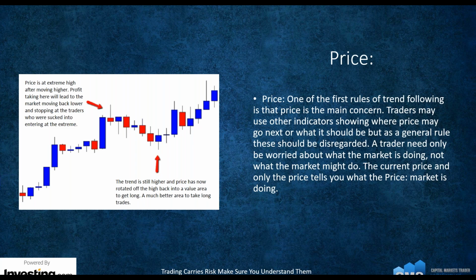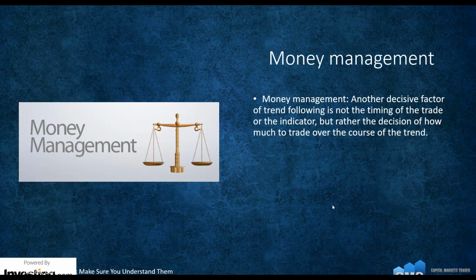That's it. Traders may use other indicators showing where price may go next, and what should be put on a general rule should not be disregarded. The trader need only be worried about what the market is doing, not what it might do. The current price, and the only price, tells you what the market price is and what the market is doing.